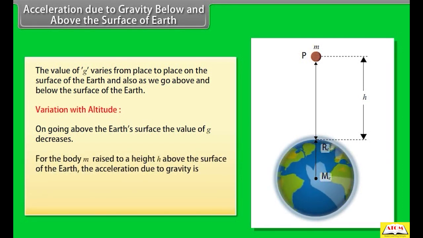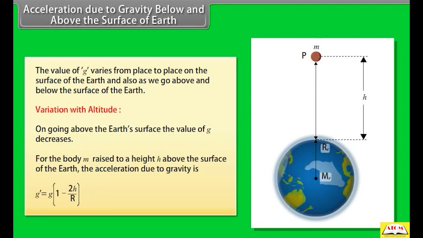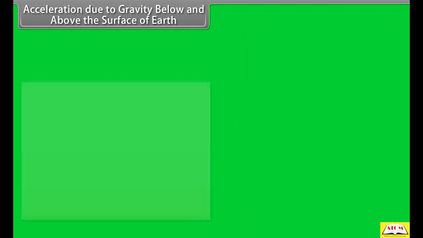For the body m raised to a height h above the surface of the Earth, the acceleration due to gravity is given by g dash is equal to g multiplied by (1 minus 2h upon R).